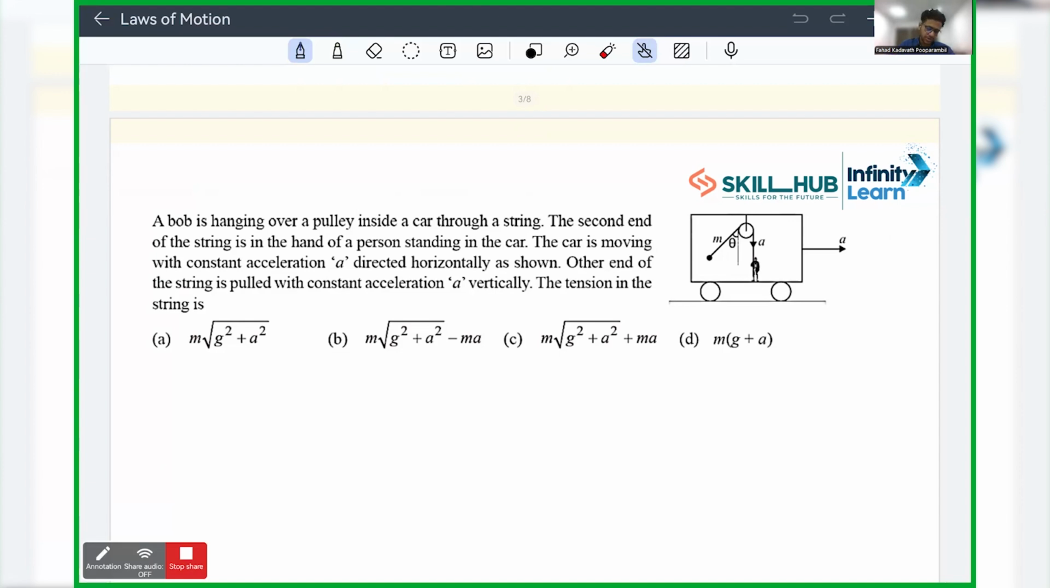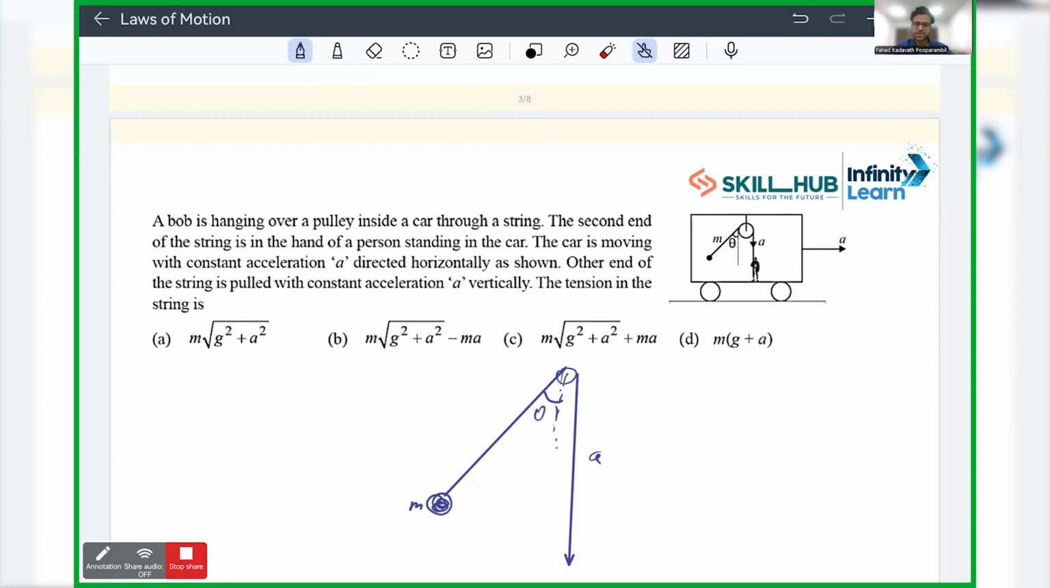That's the question. Suppose we have a mass M here, which is inclined at some angle theta because of the forward acceleration, and the person is pulling down with an acceleration A. And this angle is given as theta.